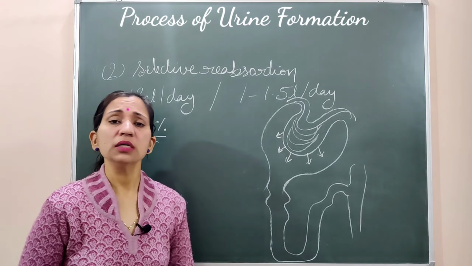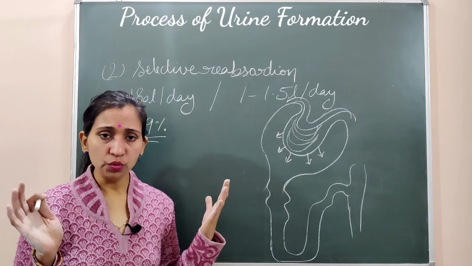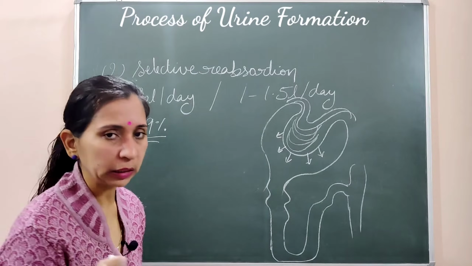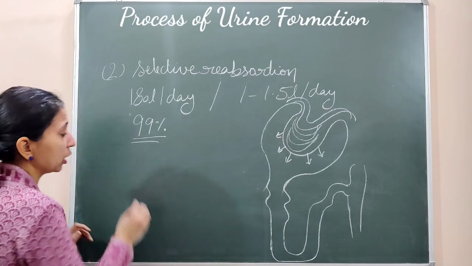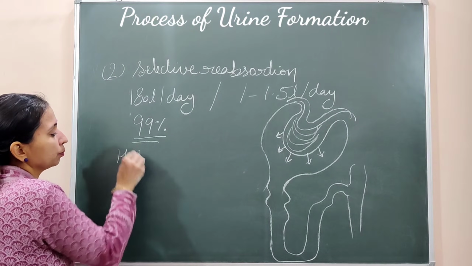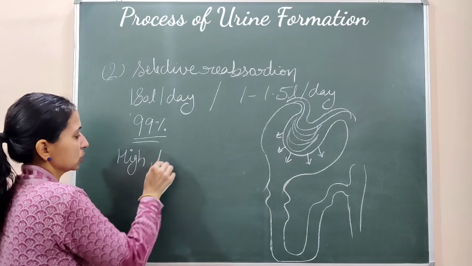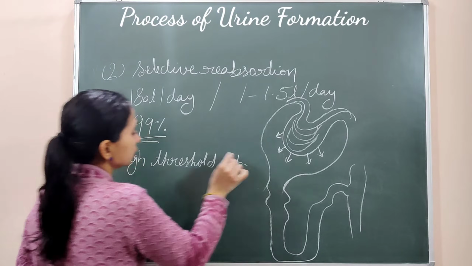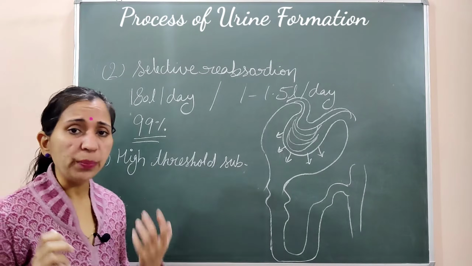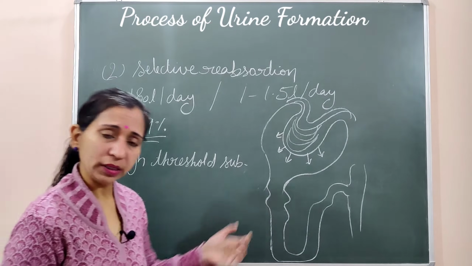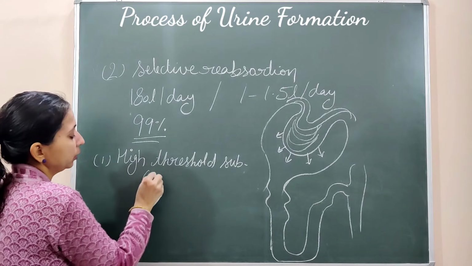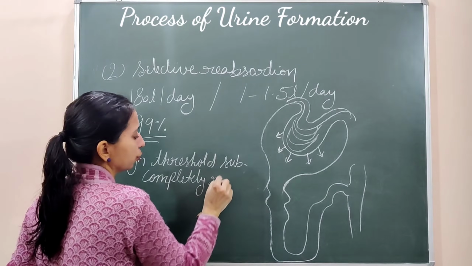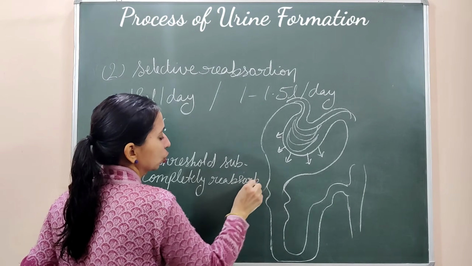Now, what substances are reabsorbed and in which amount? On the basis of this, they are divided into 3 categories, according to the amount in which they are reabsorbed. First is known as high threshold substances. High threshold substances are those which are completely reabsorbed. They came into the filtrate, but they can be reabsorbed completely, because the body fully needs them.